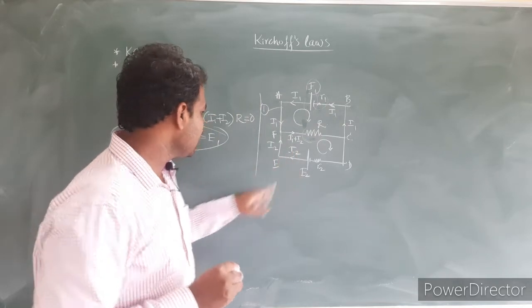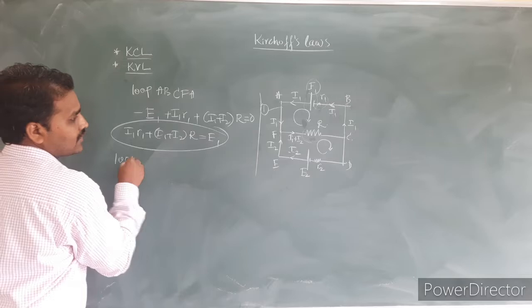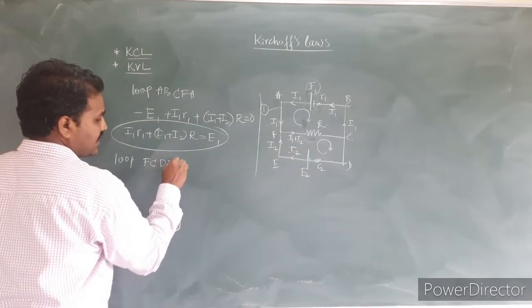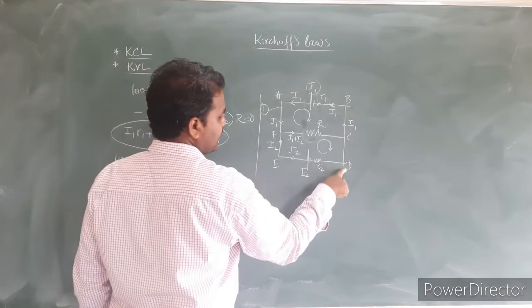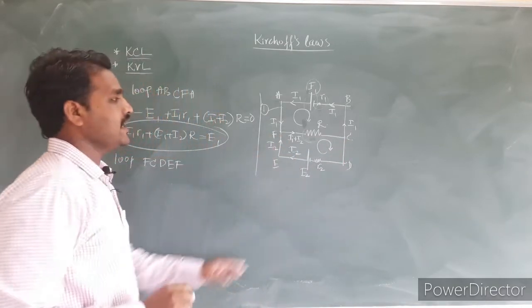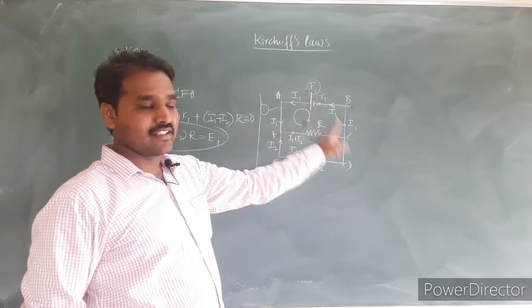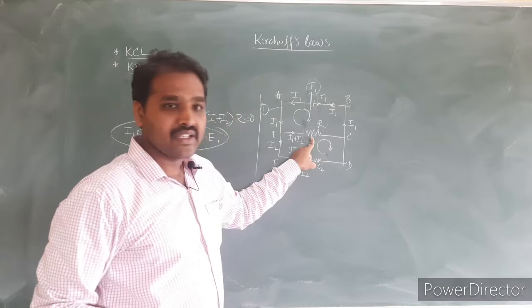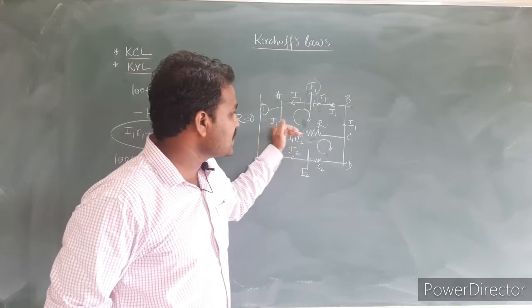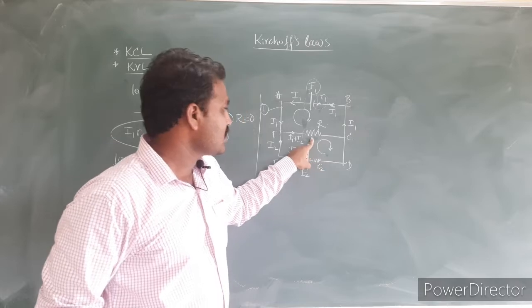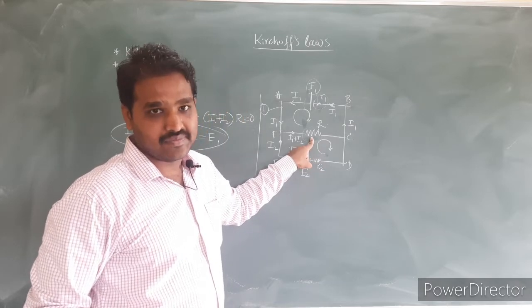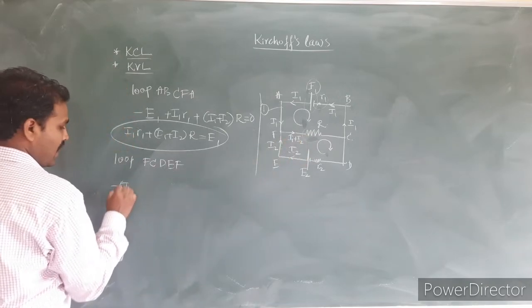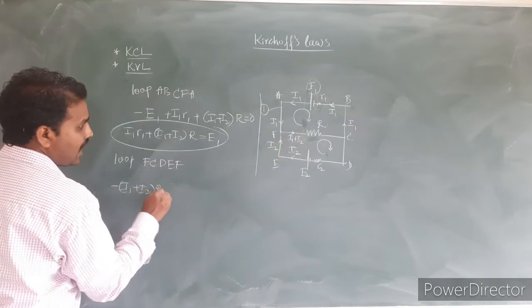Okay. Similarly, for the second loop, we shall take F, C, D, E, F. Again we shall assume the direction of the current is clockwise. From F to C we have a resistance here. Yes. And the potential drop is in the same direction of our assumption. So, this we take it minus here. So, the potential drop through R is what? Minus of I1 plus I2 into R.